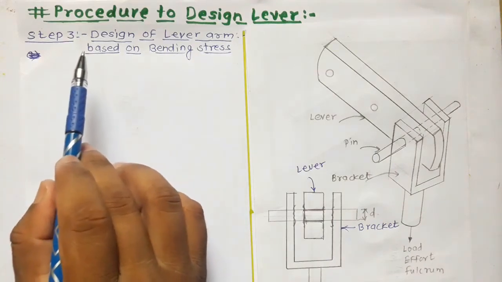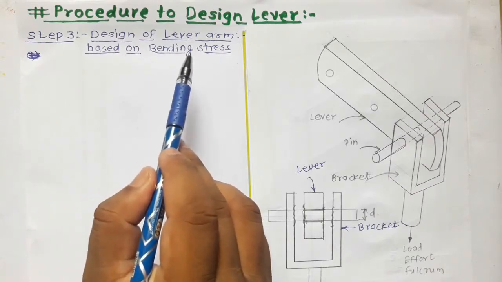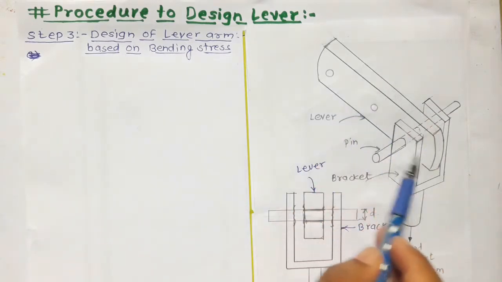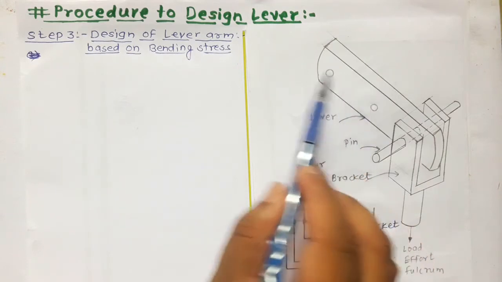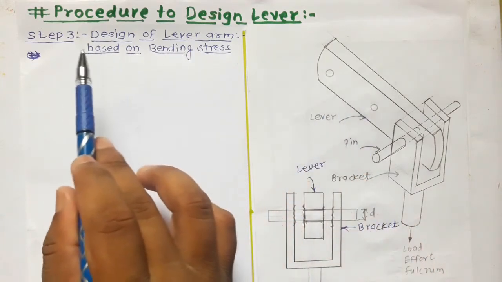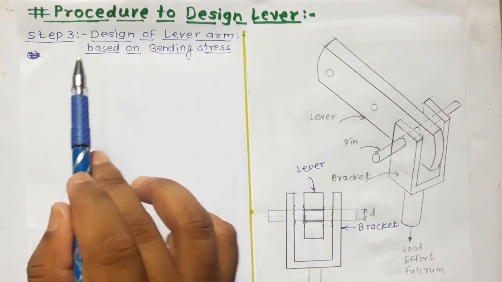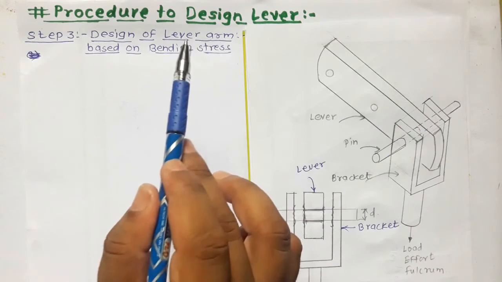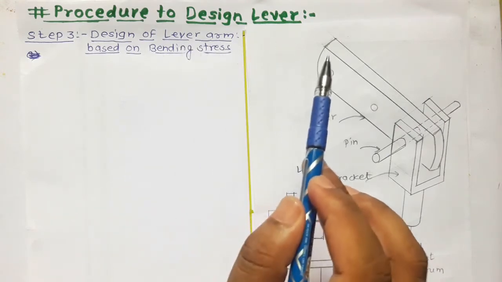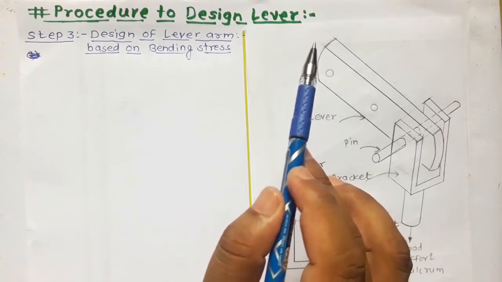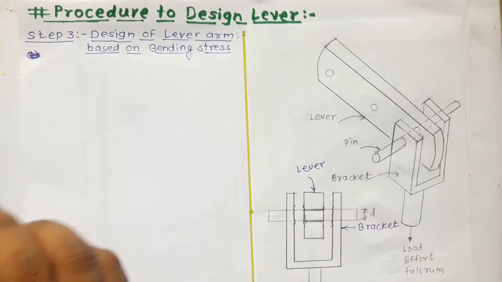Now let us consider step number 3, design of lever arm based on bending stress. The lever arm in this lever is subjected to bending stress, and we have to design this lever arm based on bending stress. This step number 3 has two substeps. In substep number 1, we are going to design this lever arm cross section, which is rectangular, without considering the hole for pin. In substep number 2, we are going to design this lever arm cross section by considering the hole for pin. So let us start with substep number 1.